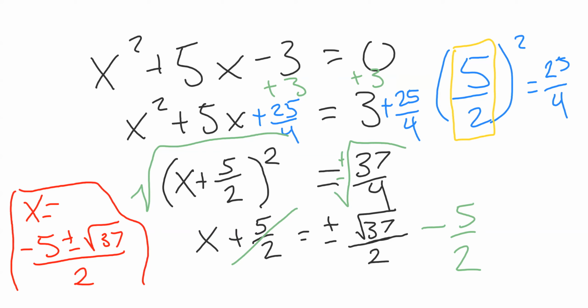So it looks a little messy, but these are our two answers. One possible value of x is -5 plus the square root of 37, all divided by 2. The other possible value of x is -5 minus the square root of 37, all divided by 2. All right. So that is how completing the square works.